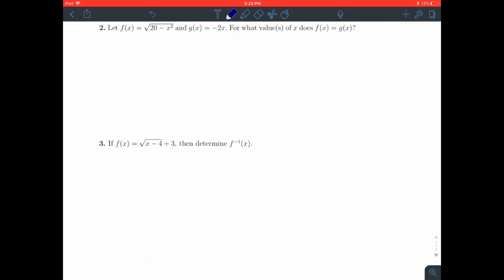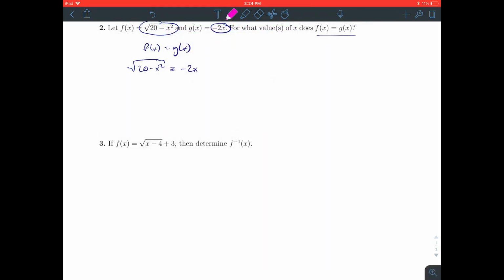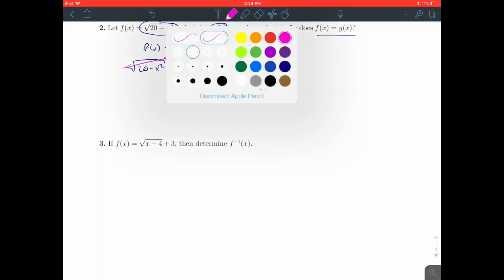For problem 2, let f of x equal that and g of x equal that. For what values of x does f of x equal g of x? So because we want f of x to equal g of x, we can use their expressions, square root of 20 minus x squared, to equal the expression for g of x, negative 2x. From here, all we have to do is solve for x. So square both sides to cancel out the square root.